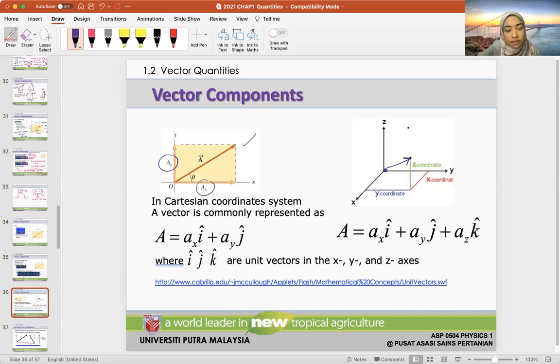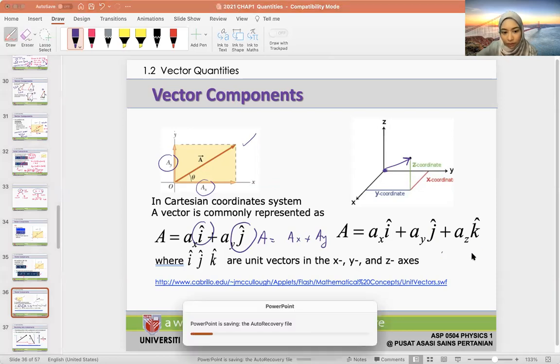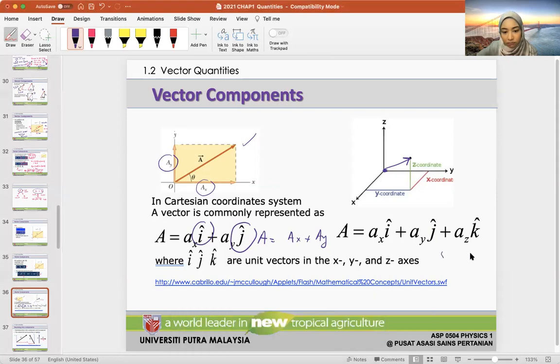But in our syllabus, we will tackle 2D problems. 3D is quite complicated a little bit. But you have to know that a vector can be 3D. It's not only 2D. So if my vector that we talked about just now was A equals AX plus AY, where X is the I and J is the Y, then if it's in 3D, it will be AX plus AY plus AZ.